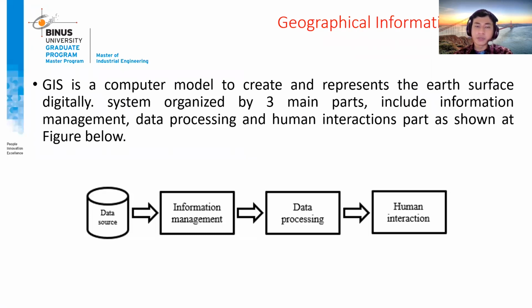Geographical Information System, or GIS, is a computer model to create and represent the Earth's surface digitally. The system is organized by three main parts, including information management, data processing, and human interactions, as shown in the figure below.